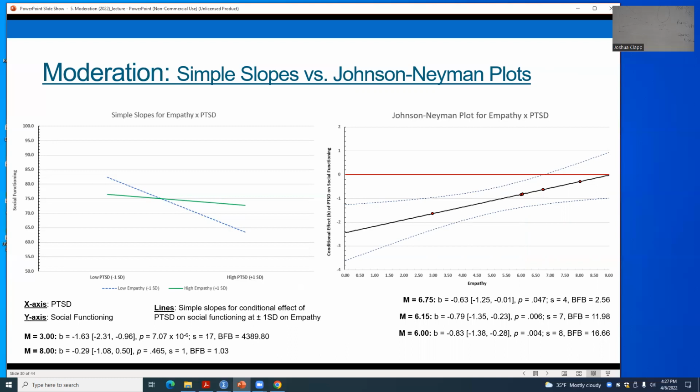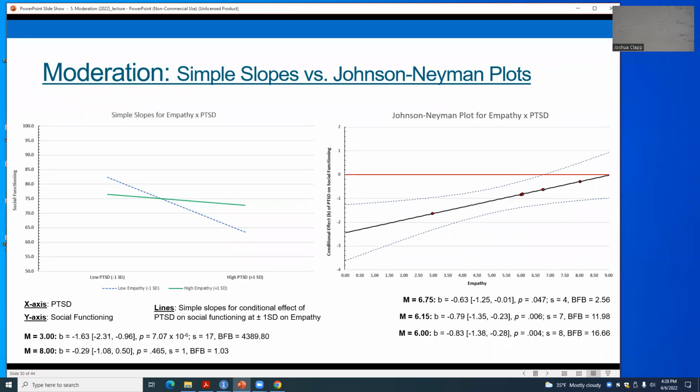Instead of looking at, here, X is your predictor, Y is your outcome. And here are slopes looking at the effect of PTSD on functioning at low levels of empathy and high levels of empathy. Here you have on your x-axis values of empathy, and on the y-axis values of your coefficient, right? And so as empathy increases continually, we're seeing that unique effect, that conditional effect of PTSD on functioning gets weaker, until around 6.75, where we stop having evidence for an effect.